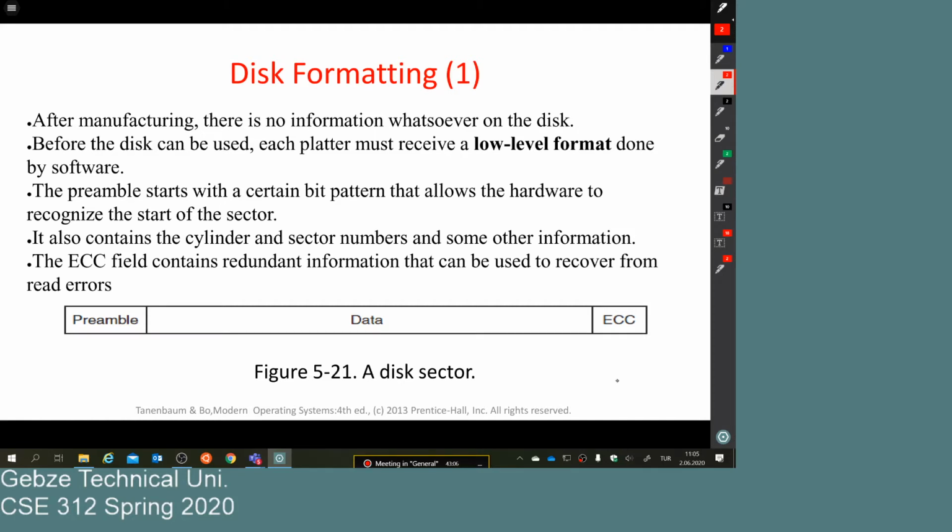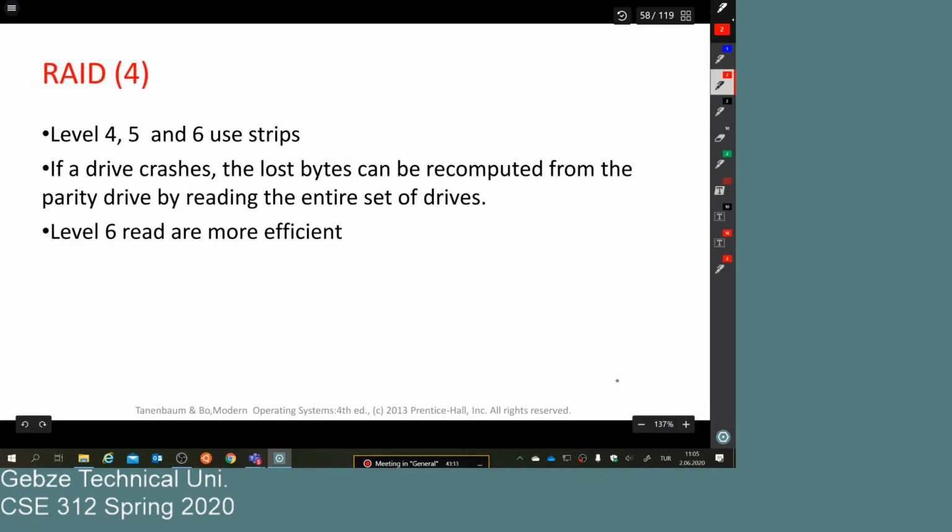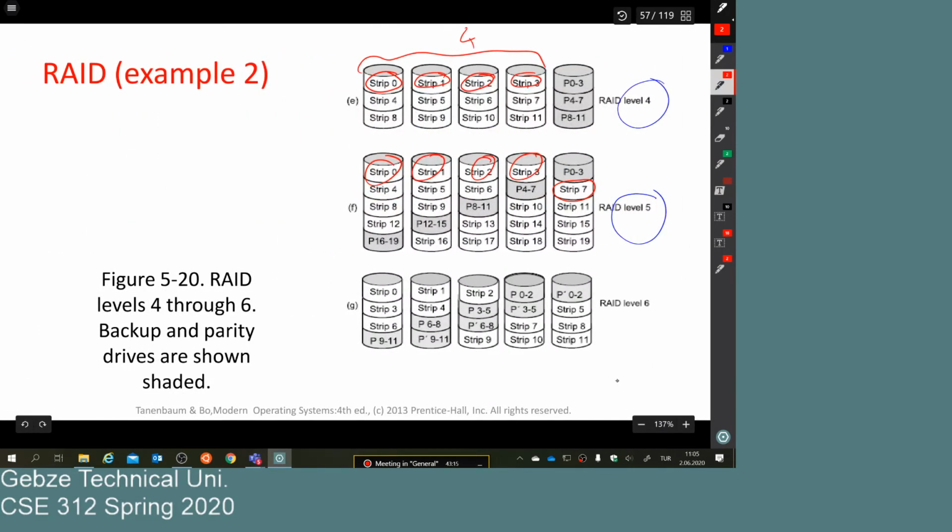Talai has a question: what happens in level 5 when strip 1 crashes? She says that if this one crashes, you cannot get data from P12, 15.